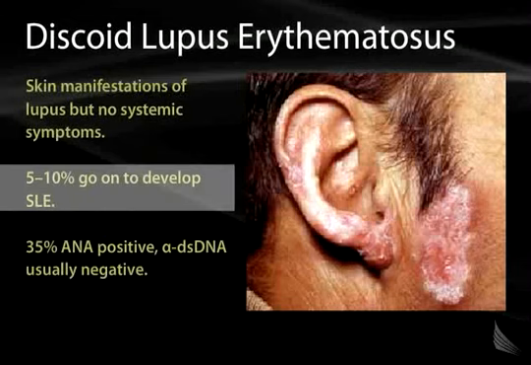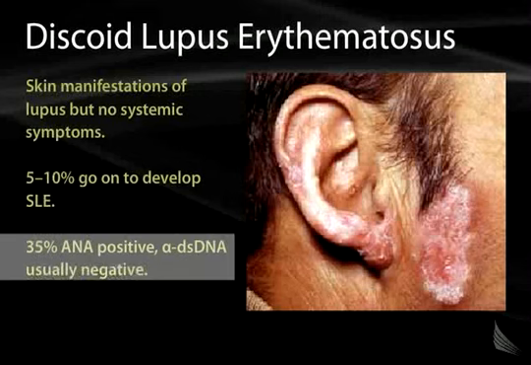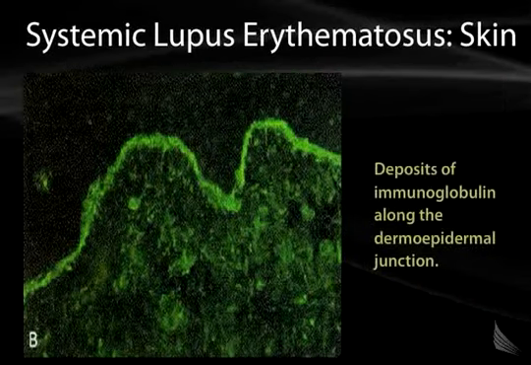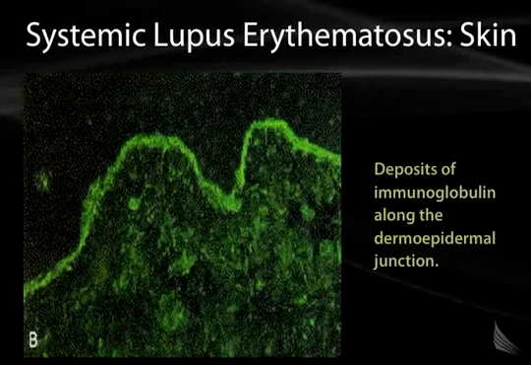5 to 10% of patients with discoid lupus do go on to develop systemic lupus erythematosus, and 35% of these patients are ANA positive, and anti-double-stranded DNA in these patients with discoid lupus is usually negative. This is what the immunofluorescence of skin lesion seen in systemic lupus or discoid lupus is going to look like. There are deposits of immunoglobulin along the dermoepidermal junction.